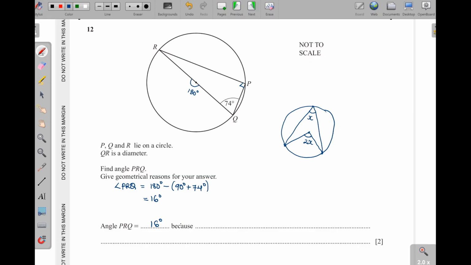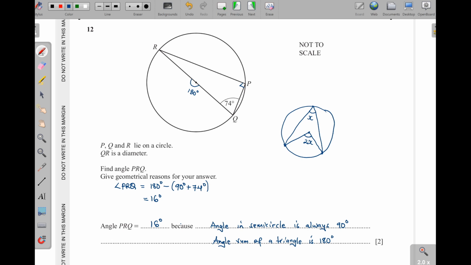The reasons are going to be that the angle in a semicircle is 90 degrees. That is one. Then the other one, this property here, angles in a triangle sum up to 180 degrees. And they say geometrical reasons, that means it is not one reason. So the other one, I can say that the angle sum of a triangle is 180 degrees, or you can say angles in a triangle add up to 180 degrees.